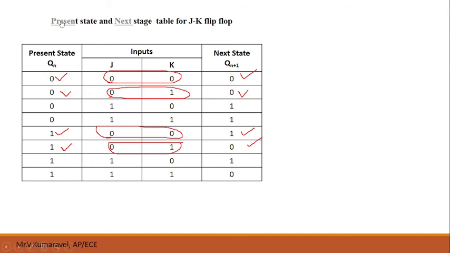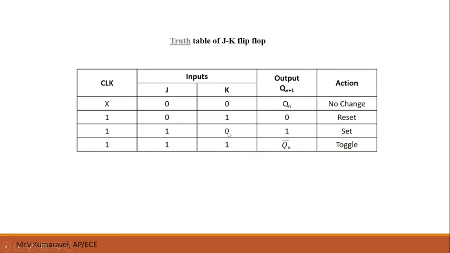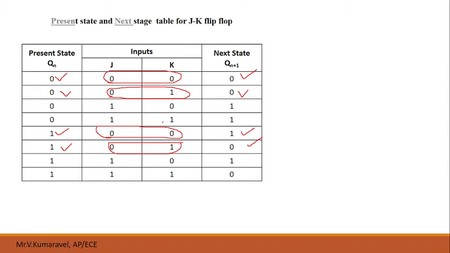Next case we know very well, right? When JK equals 10, it will set to 1. So JK equals 10, if the present state is 0, then it will set to 1. Same 10, if the present state itself is 1, it will remain 1 itself. The last case is what? JK equals 11, it will toggle. That is, if the present state is 0, your next state is 1. Similarly, if the present state is 1, your next state is 0.